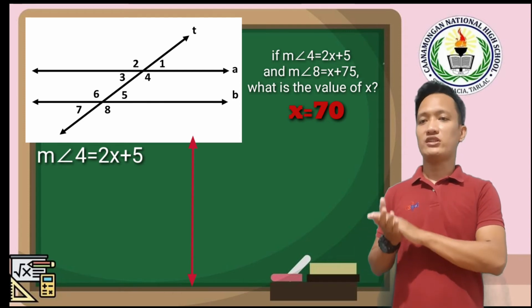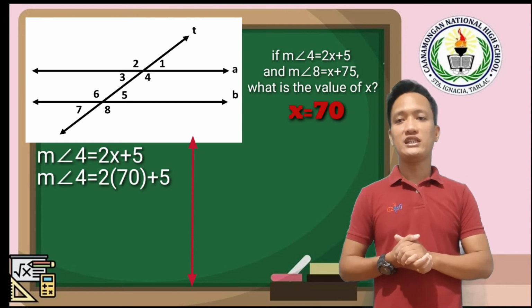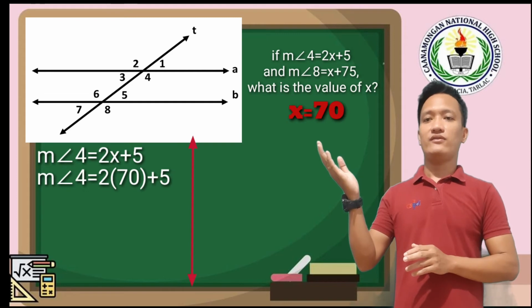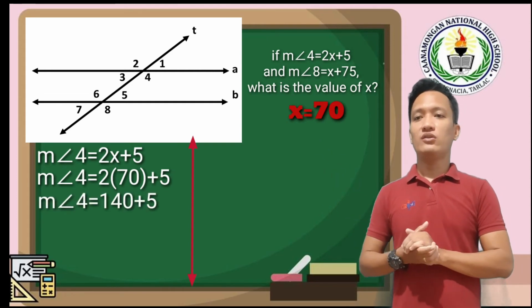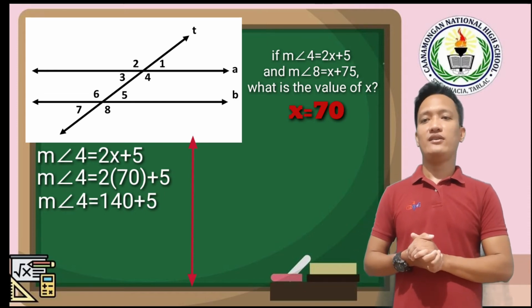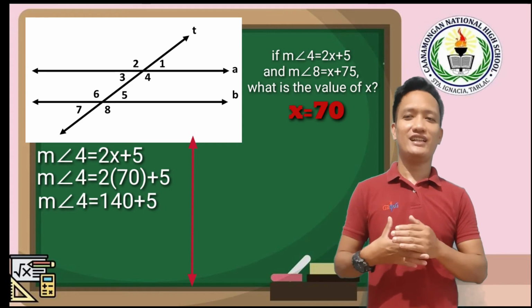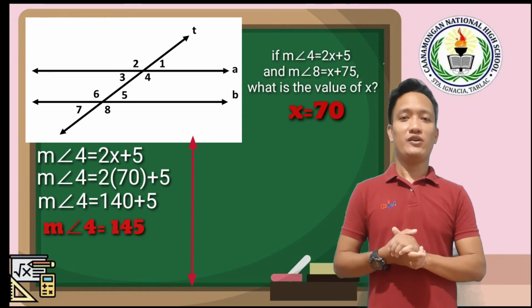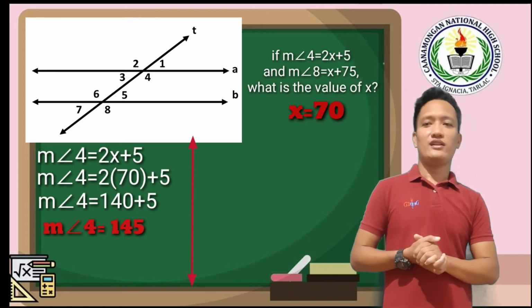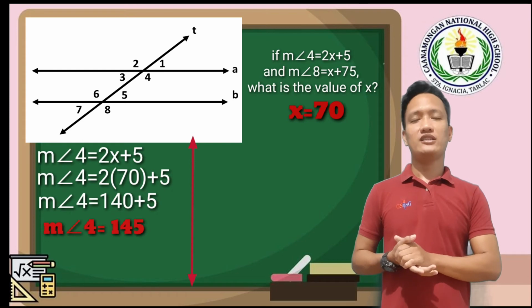So, measurement ng angle 4 is equal to 2 times 70 plus 5. Ayan. Then, we have 2 times 70 is equal to 140 plus 5. Then, 140 plus 5, basic math, madali lang naman, magdadagdag lang ng 5. So, that is 145 degrees. So, that is the value of measurement of angle 4. So, 145. Tignan natin kung pantay nga ba silang dalawa.